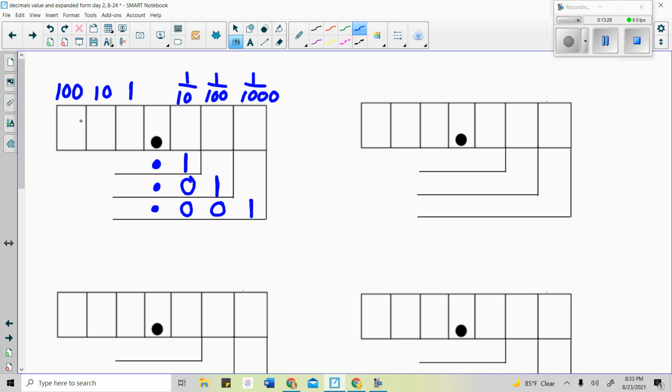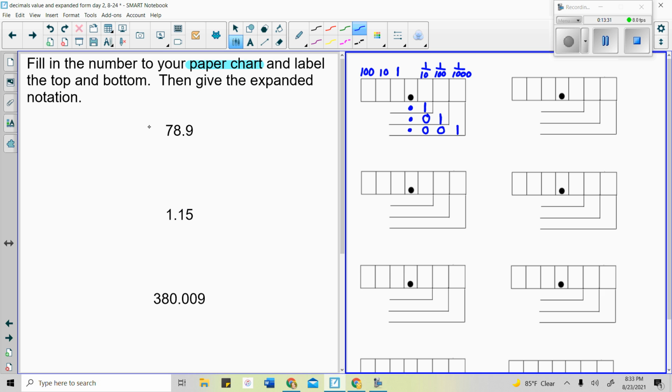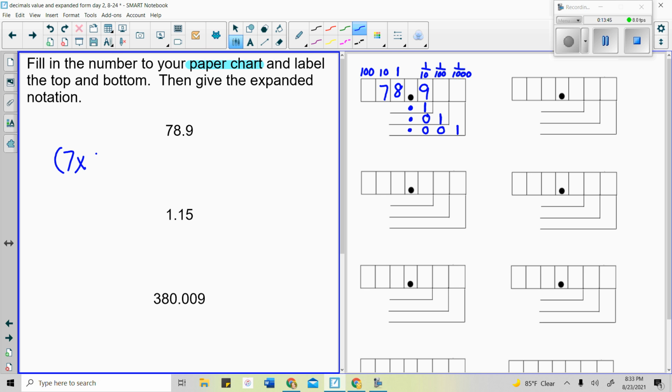So it doesn't take long for me to number one of those charts, and then I can use it to give me the expanded form of the number. So this first one is 78 9/10. So now that I filled it in, I can see, okay, the 7 is in the tens place. I can see that the 8 is in the ones place. And I can see that the 9 is in the tenths place. So there's my expanded notation.